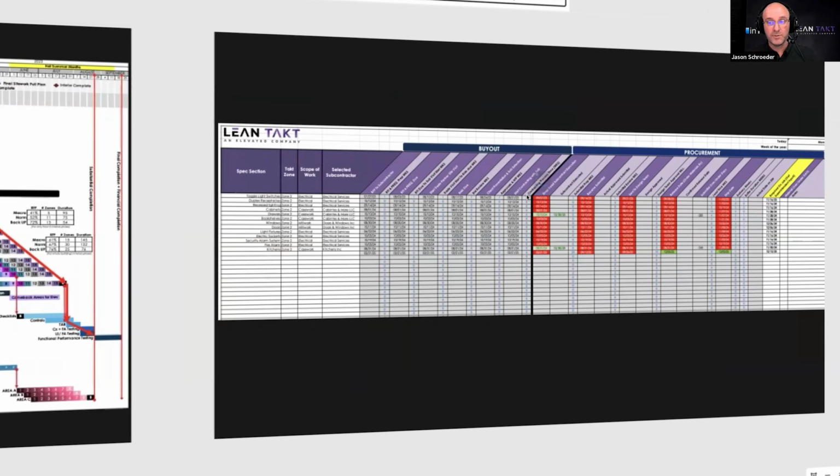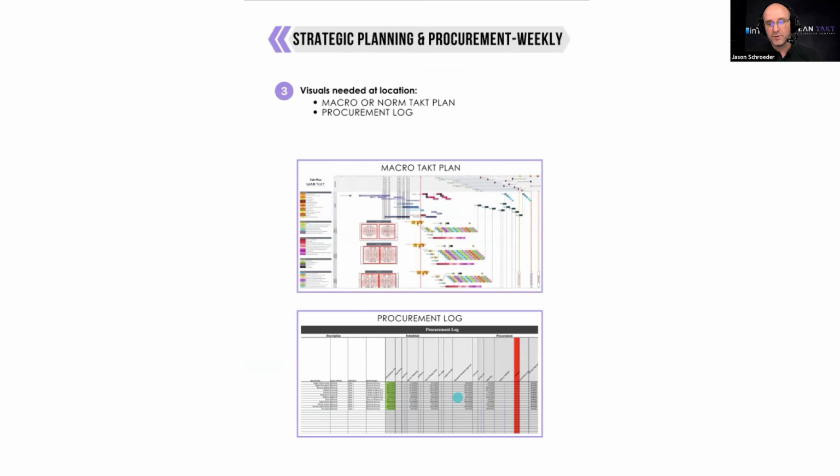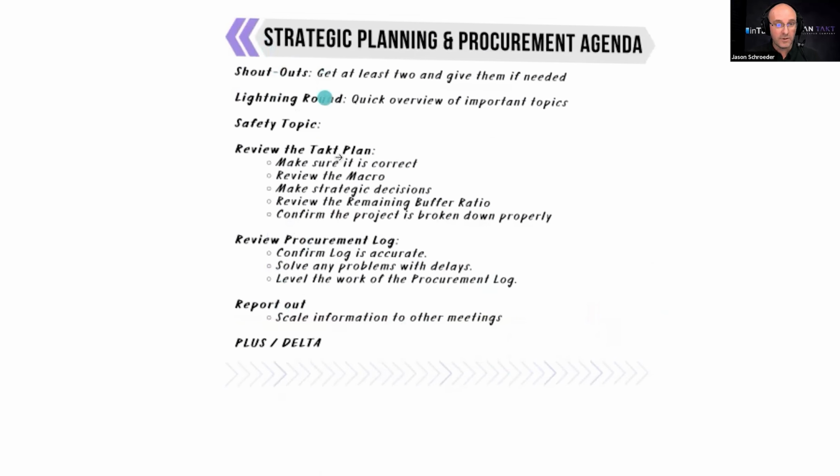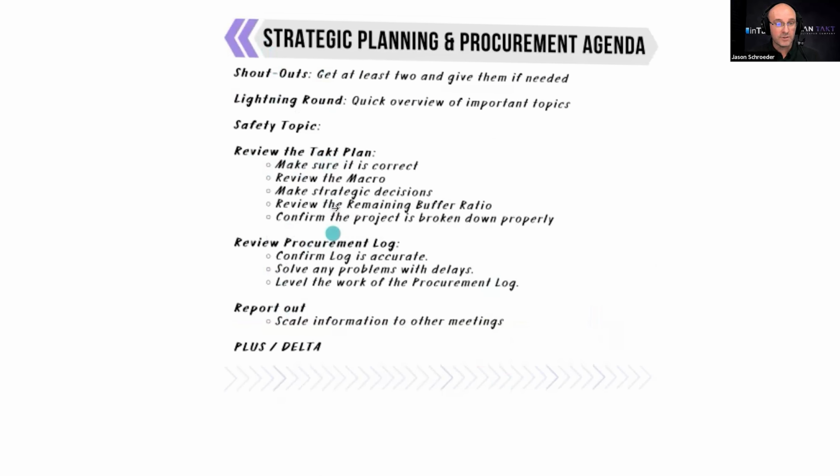So you'll bring up your procurement log and make sure that all of your major long lead items are on track. And this is your time for the super and PM to make sure strategically we are solid on the project for the strategic plan and procurement. Kevin, anything you would add to this? No, that's beautiful. Okay. We're hoping you have your macro level takt plan and your procurement log and that you follow this agenda. Shout outs, lightning round, but review your takt plan. Make sure it's right. Review your procurement log and then report out and then do a plus delta.